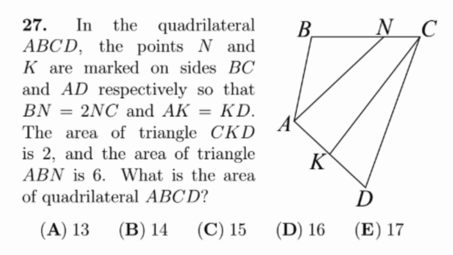Number 27. In the quadrilateral ABCD, the points N and K are marked on sides BC and AD respectively, so that BN equals 2NC and AK equals KD. The area of triangle CKD is 2, and the area of triangle ABN is 6. What is the area of quadrilateral ABCD?